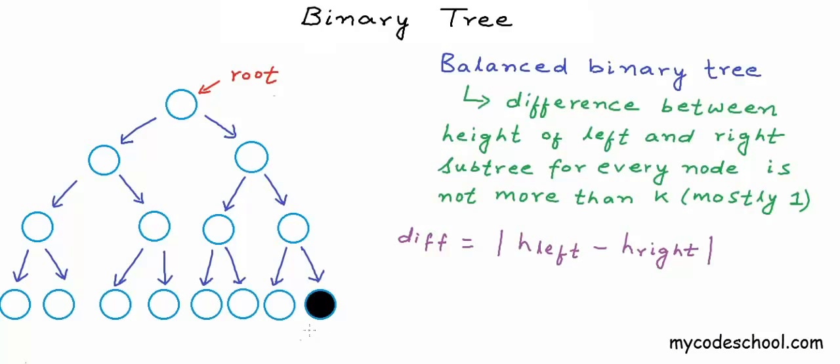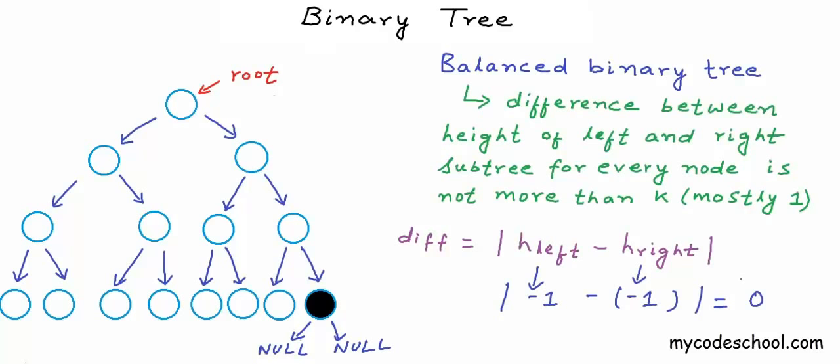For this leaf node here in this figure, both left and right subtrees are empty. So both h left or height of left subtree and h right or height of right subtree will be -1, but the difference overall will be 0. For all nodes in a perfect tree, difference will be 0.